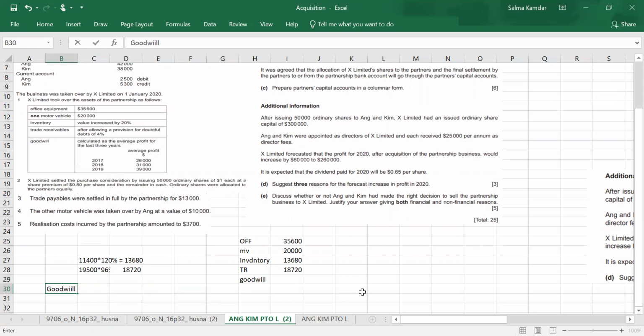Goodwill is valued as average profit of last 3 years. Last 3 years average profit is 26,000 plus 31,000 plus 39,000 divided by 3. So it is going to come as 26 plus 31 plus 39 divided by 3. It's 32,000. So goodwill is 32,000.